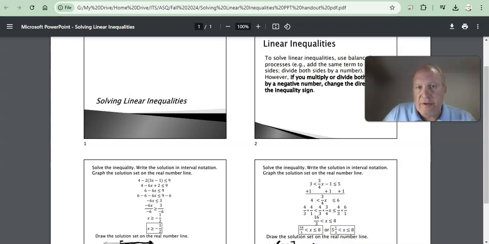You have to make sure that you change that symbol, or that inequality sign, to be the opposite of what it was. That's key. So here's an example. So look at an example right here.